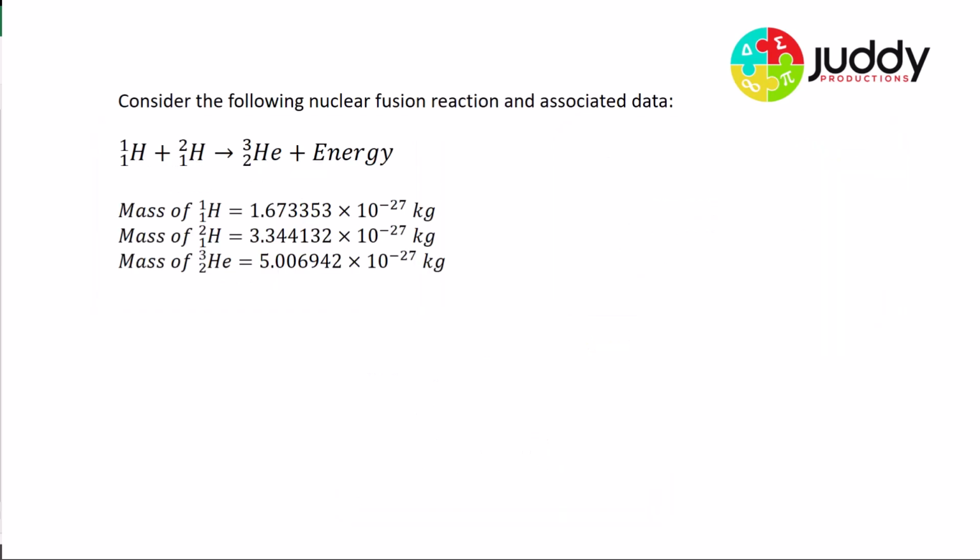So consider the following nuclear fusion reaction and associated data. We have here a nuclear fusion equation: a hydrogen-1 plus a hydrogen-2 fuse together to generate helium-3 and energy. And we have the three different masses of each of these isotopes presented in kilograms.